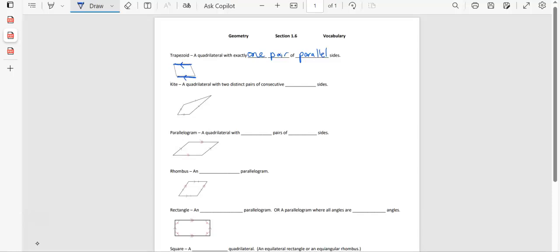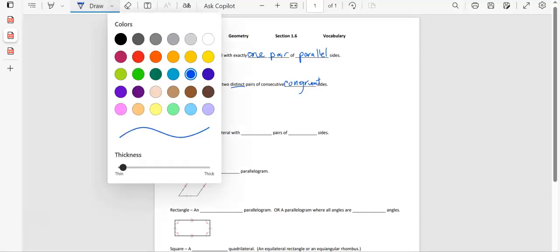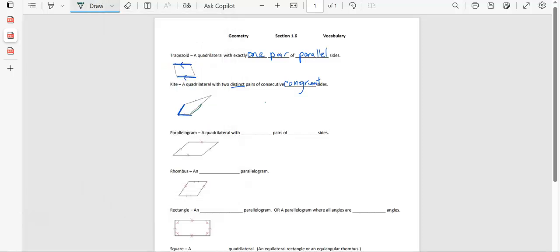The next type of quadrilateral I want to talk about is a kite. A kite you might be familiar with just from knowing what kites look like in the sky, like the toys. But a kite's definition is a quadrilateral with two distinct pairs of consecutive congruent sides. This is our picture of our kite. So we have this set of congruent sides and this set of congruent sides.